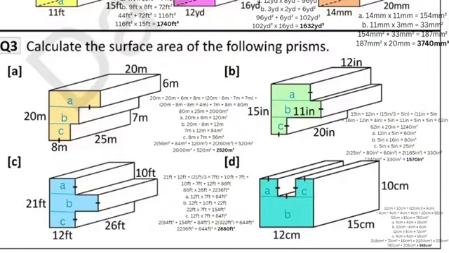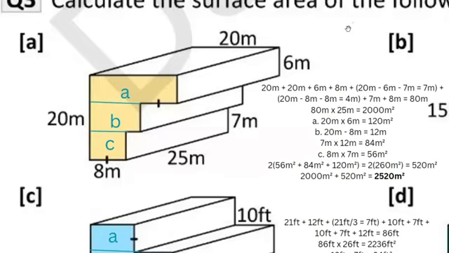Calculate the surface area of the following prisms. To calculate A, we first need to calculate this part that have color. So 20m plus 20m plus 6m plus 8m. Then you have to take 20m minus 6m minus 7m, which is equal to 7m, and this would be the length for this part. And then we have to take 20m minus 8m minus 8m, which is equals to 4m, which is the length for this part.